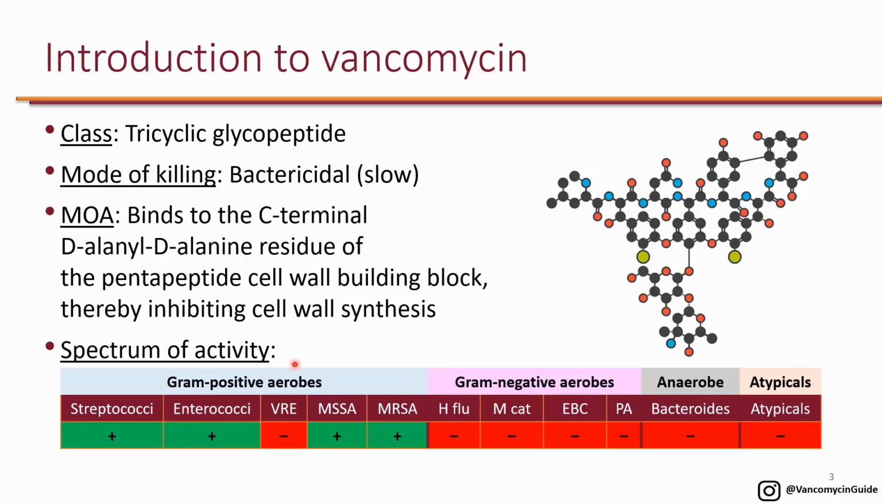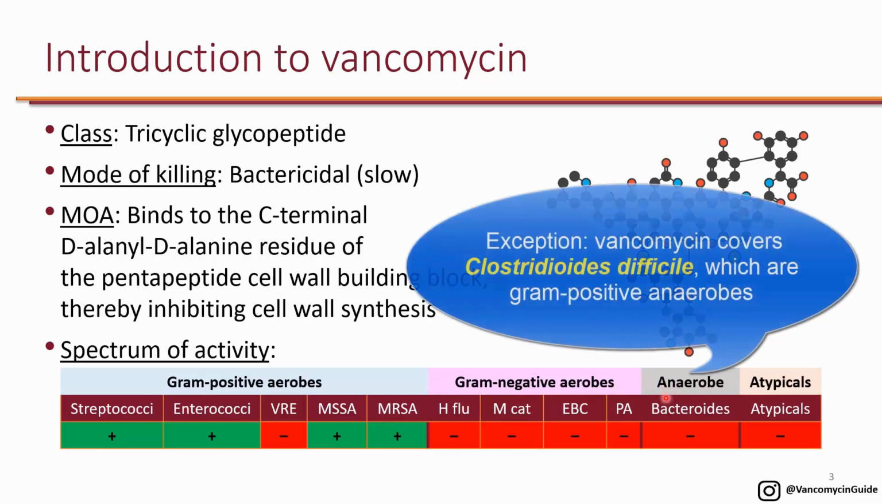For the most part, the activity of vancomycin is against gram-positive organisms. So gram-positive organisms such as streptococci, enterococci, with the exception of vancomycin-resistant enterococcus, methicillin-susceptible Staphylococcus aureus, as well as methicillin-resistant Staphylococcus aureus or MRSA. Vancomycin does not have activity against any gram-negative organisms, nor against anaerobic organisms such as Bacteroides. It also does not have activity against any of the atypical bacteria.